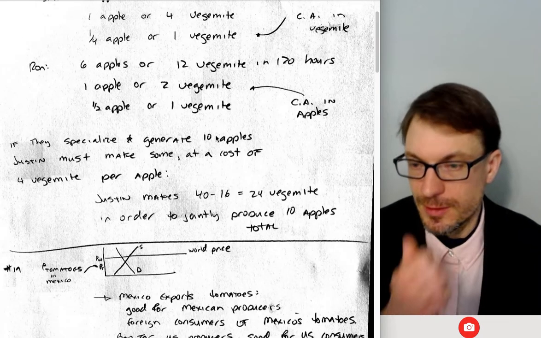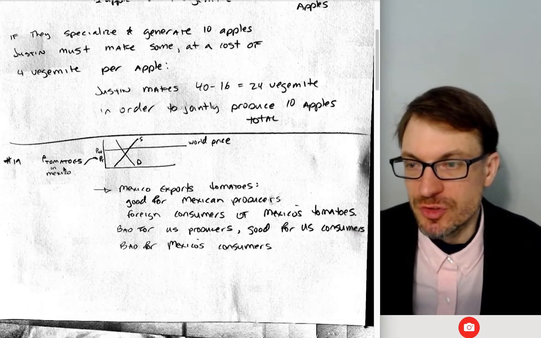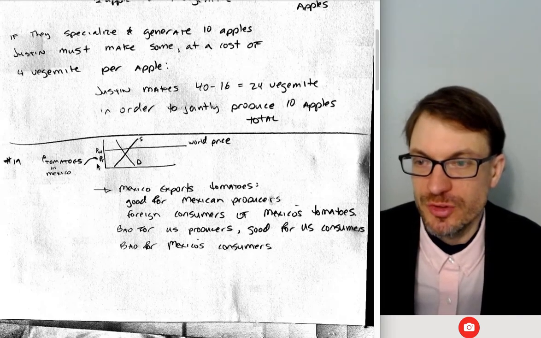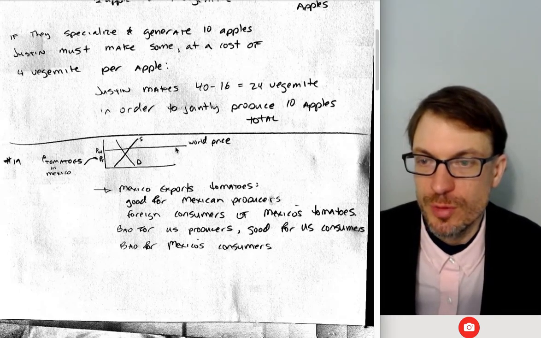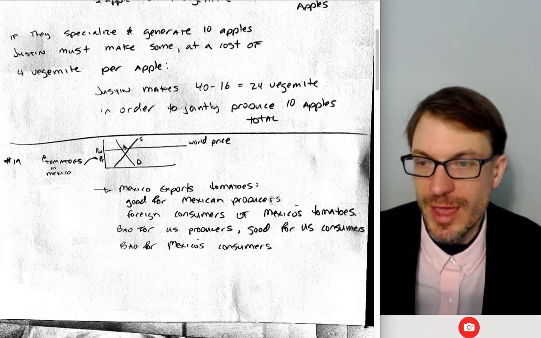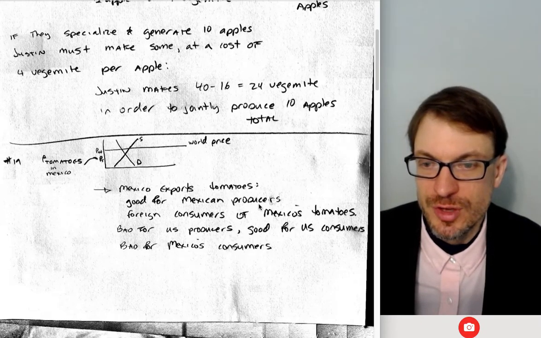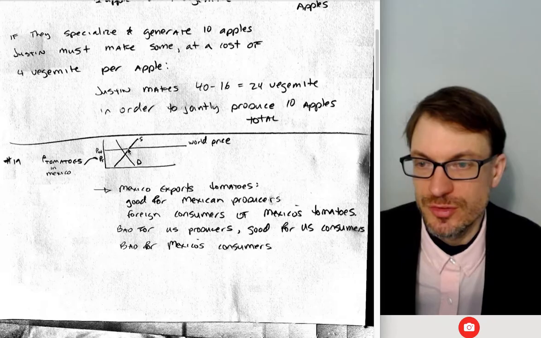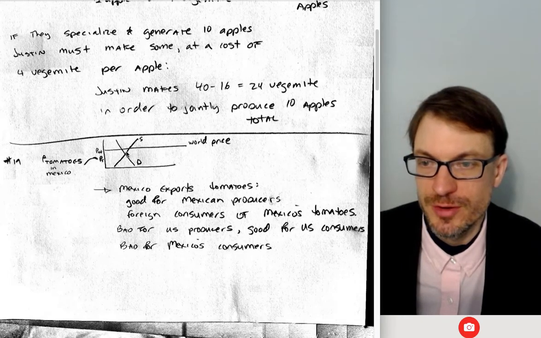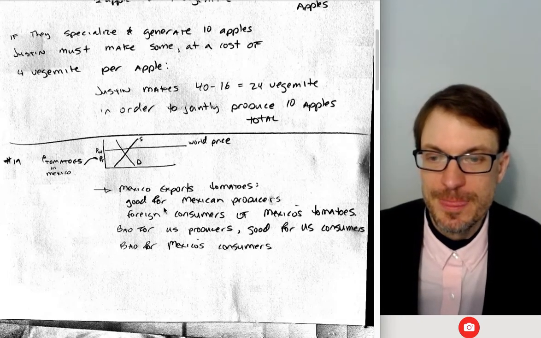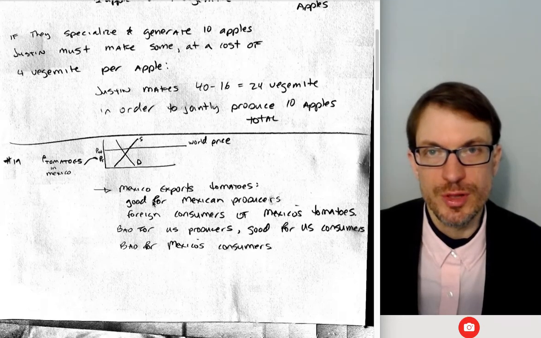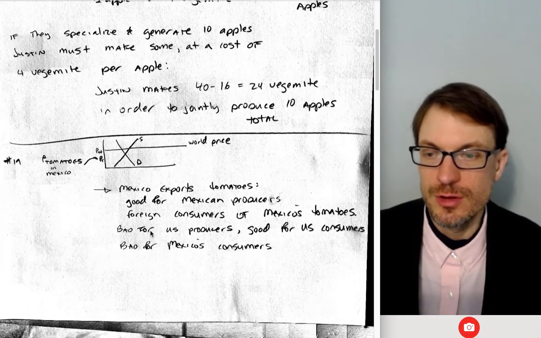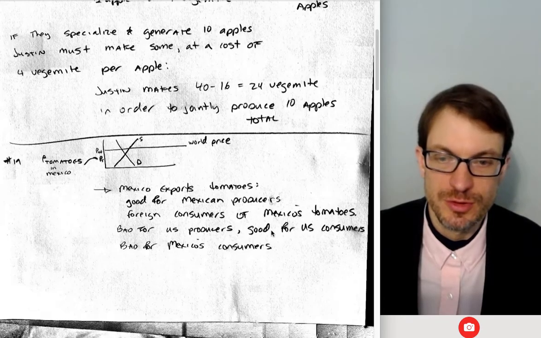And here were my thoughts on it. So we have this graph. Here's the price of tomatoes in Mexico. It's right here. Here's the world price. Mexico should export. They are going to export, and this is good for Mexican producers because this triangle right here corresponds to the welfare gains from exports. They're going to find consumers in the U.S. who are willing to pay more than the consumers in Mexico. And so the foreign consumers of Mexico's tomatoes benefit.